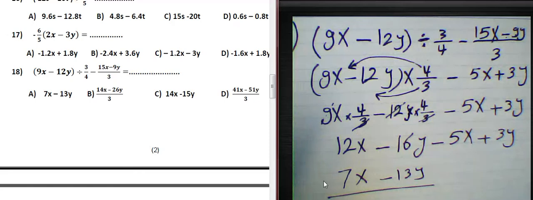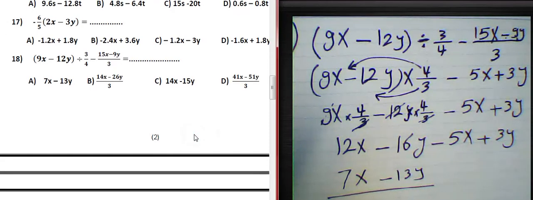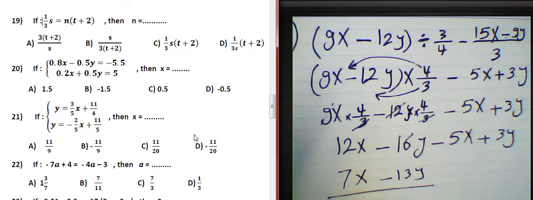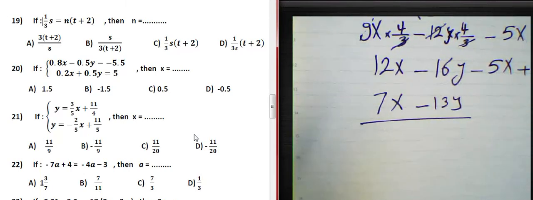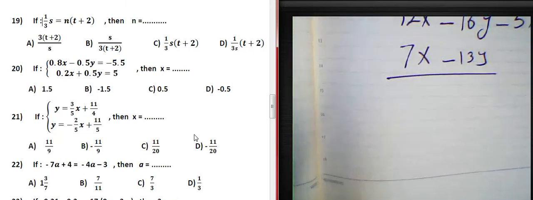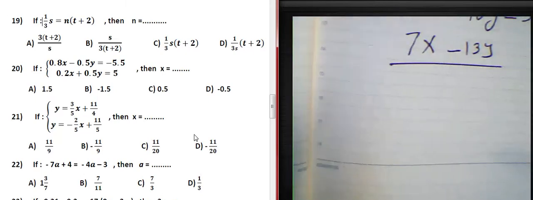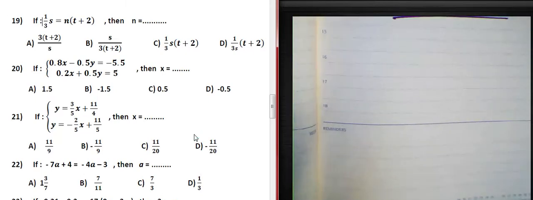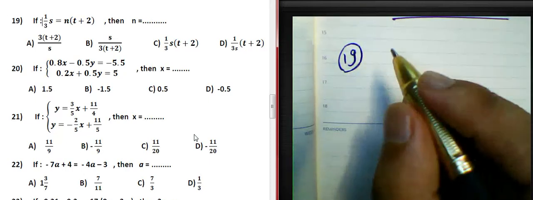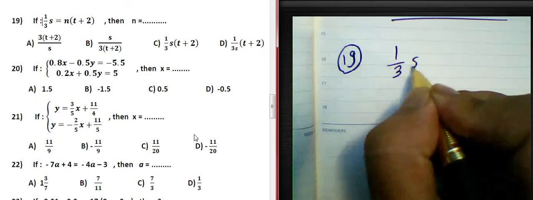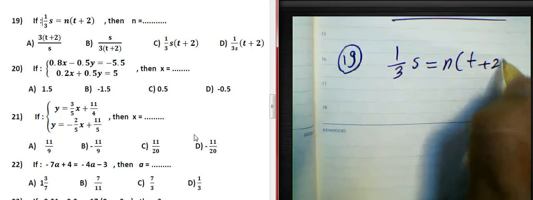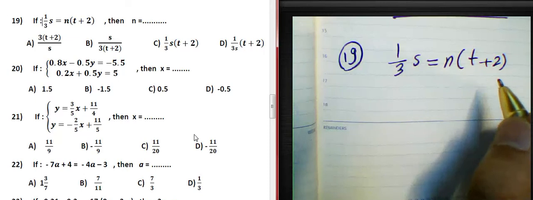Okay. And what about question 19? Look with me at question 19. In this example, he told us: if s over 3 equals n multiply t plus 2, then n equals, we want to find n.